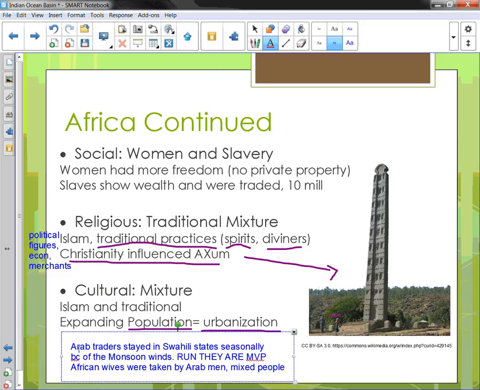And as we'll see, that Arab ancestry was very prized. This also created a mixed language. Swahili is a mixture of Bantu and Arabic. So I hope you understand or can see how mixed these areas were.